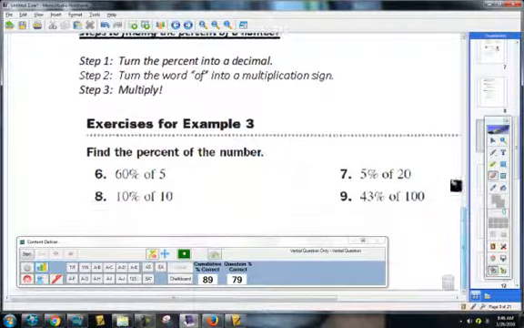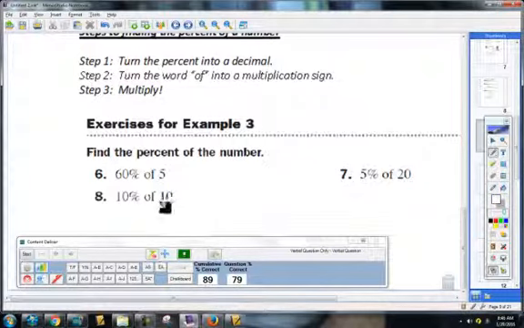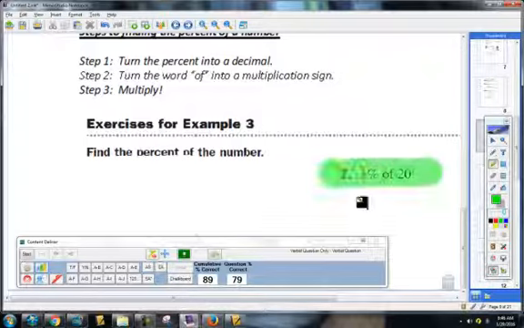Here it is. Okay, we're going to do one of these real quick. And there's 2 ways you could do it. Go ahead and do number 7. It's 5% of 20.